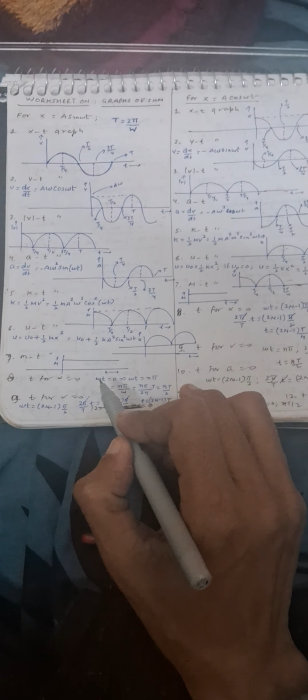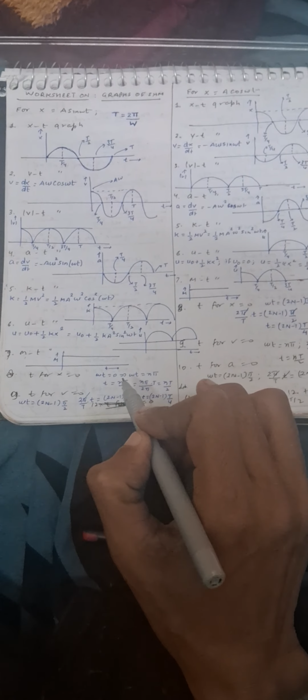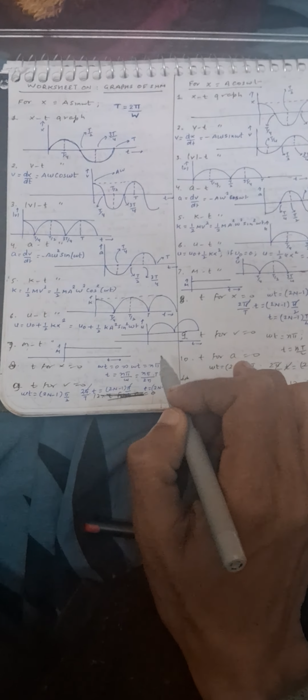Next, we need to find the time for which x is 0. So x is 0 when omega t is a multiple of pi, because we know that sine is 0 whenever the argument is a multiple of pi. So from here t comes out to be nT by 2. Then we need to find the time for which velocity is 0. So velocity is 0 when omega t is an odd multiple of pi by 2, because in velocity we have cos. So cos is 0 when the angle is an odd multiple of pi by 2, and after solving this we get t as (2n minus 1) into T by 4.